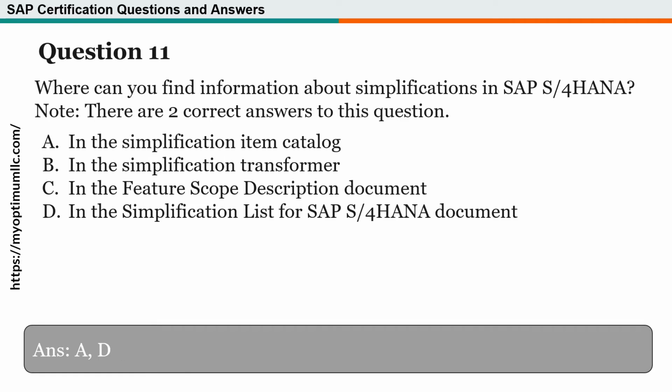Question 11. Where can you find information about simplifications in SAP S/4HANA? Note, there are two correct answers to this question. A. In the Simplification Item Catalog. B. In the Simplification Transformer. C. In the Feature Scope Description document. D. In the Simplification List for SAP S/4HANA document.